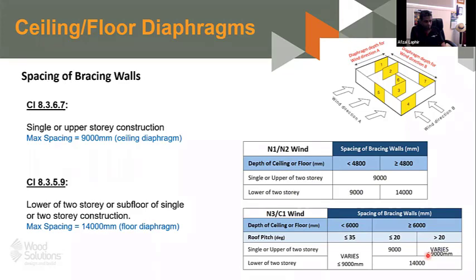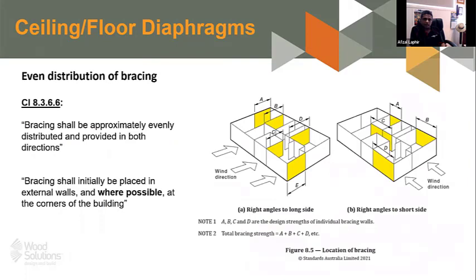And spacing is one thing, and then even distribution of bracing is another, which is an important factor for the structural performance of the building. So clause 8366 states, bracing shall be approximately evenly distributed and provided in both directions. And it also says, bracing shall initially be placed in external walls and where possible at the corners of the building. Now, this statement appears to be simple, and you can argue it's a bit vague. And therefore, the question is, how do you achieve this, especially when you have a complex layout?